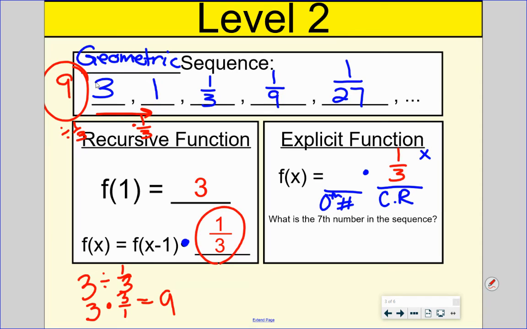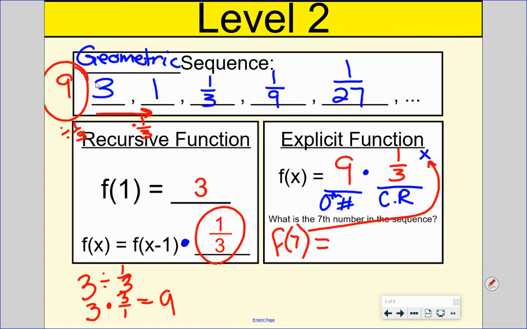Let's go ahead and figure out what the 7th number in this sequence is. So we want to figure out what f of 7 is. Well, first of all, we need to finish our explicit function. I forgot we didn't finish that yet. We need to write down our 0th number right here, which is 9. Okay, so for our 7th number, we're going to plug in 7 right into our x up here.